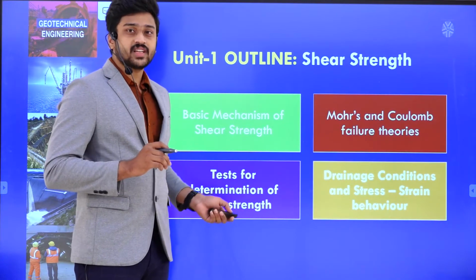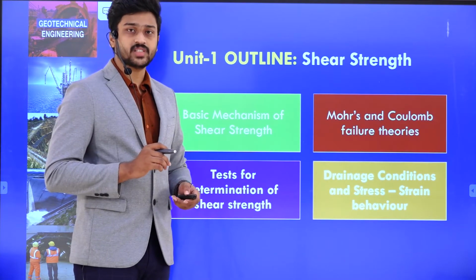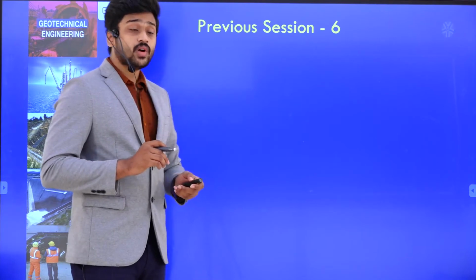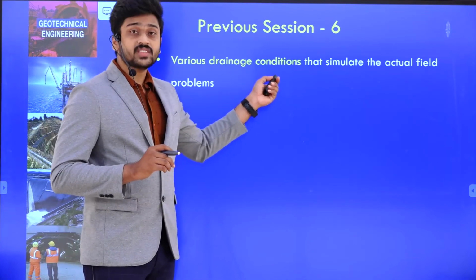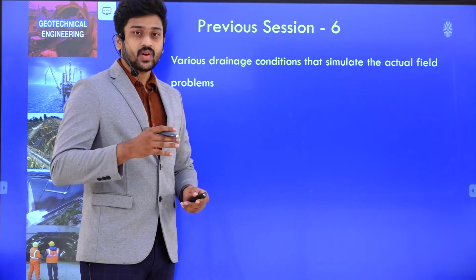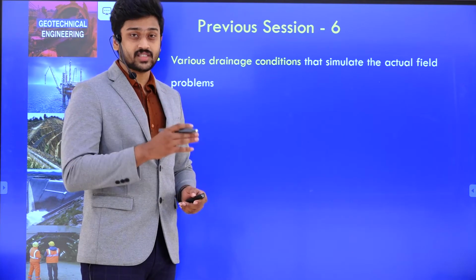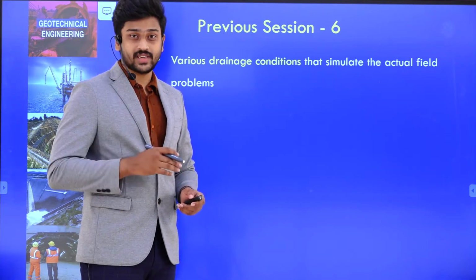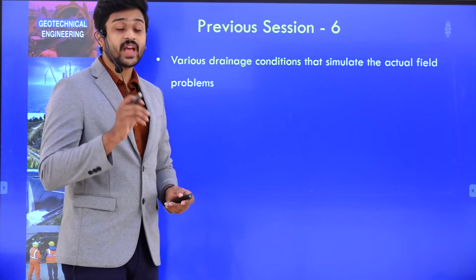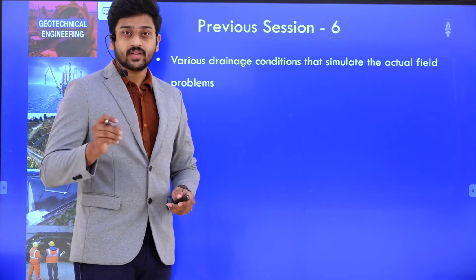So we are at the last stages of our discussions on the shear strength test determination. Okay. So in the previous session, what have we discussed? We have discussed the various drainage conditions that are there, that is consolidated undrained, unconsolidated undrained, or consolidated drained. That is CU, UU, and CD. These three drainage conditions we have understood. Why? Because we have to simulate the actual field problem in the laboratory.